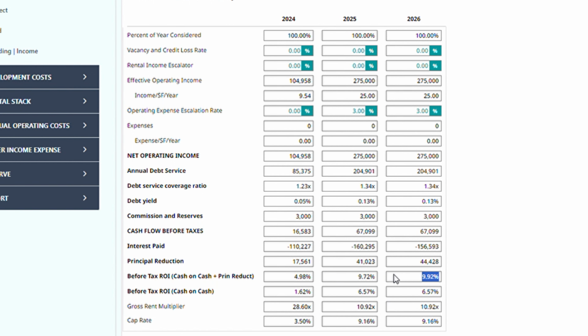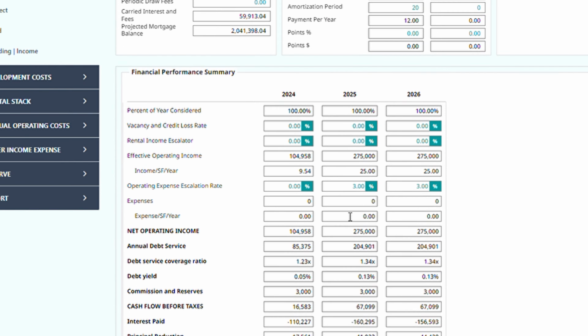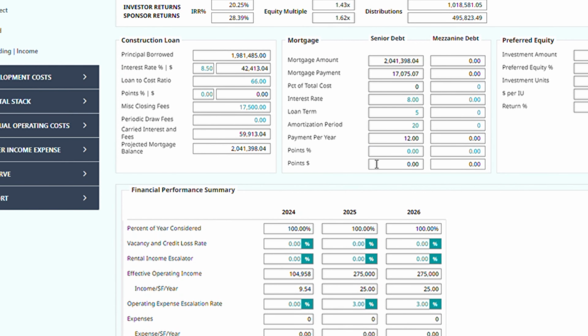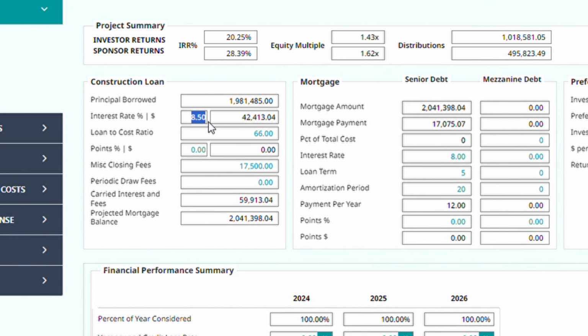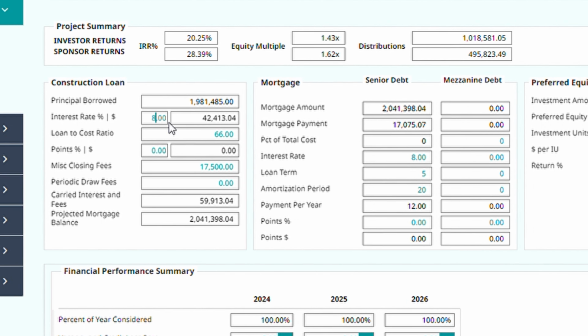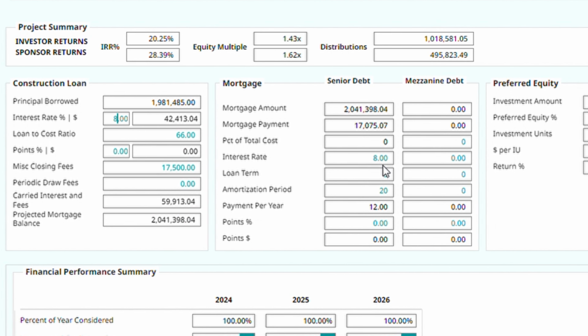Okay, so let's do this though. Let's change, this is what I love about this software. Let's change my interest rate on my construction loan to 8%, and then let's change my long-term interest rate to 7.5%. Remember, I told you that I don't expect any more than 25 to 50 basis points reduction in the next year. But let me be just a little optimistic. So I'm going to throttle back on this to 7.5%.